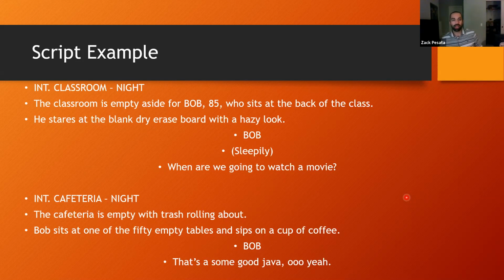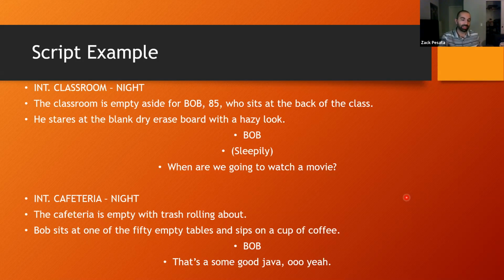And rarely do you want to end a scene on a line of dialogue. So maybe I would, I don't know, add another action line after this line of dialogue saying, Bob jumps out of his seat and stomps out of the room.